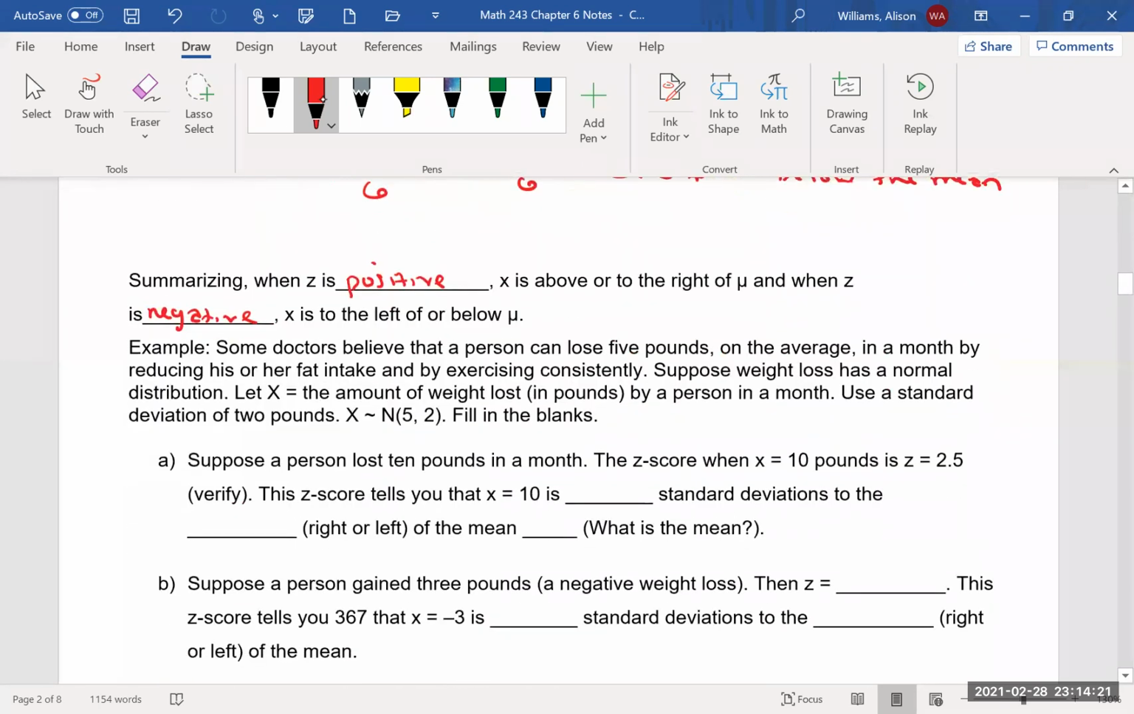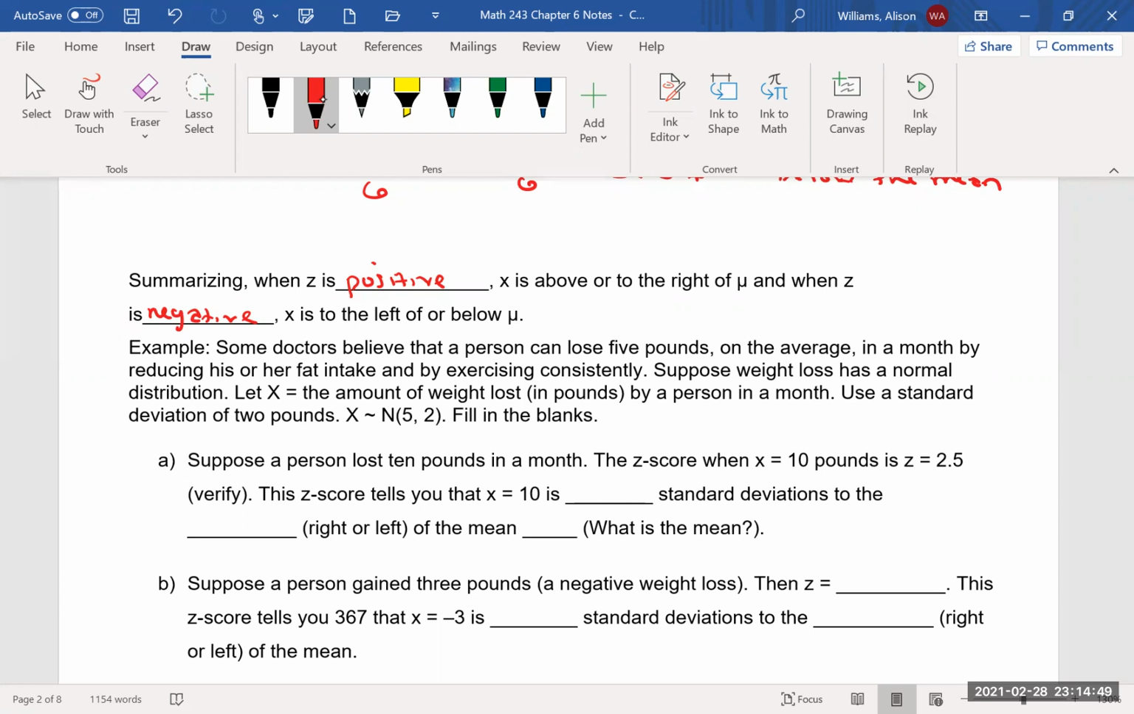Some doctors believe a person can lose 5 pounds on average in a month by reducing his or her fat intake by exercising consistently. Suppose it has a normal distribution, and we will use a standard deviation of 2 pounds. And let's go ahead and fill in the information that they're asking us for. So suppose a person lost 10 pounds in a month. Z-score when x equals 10 is 2.5.